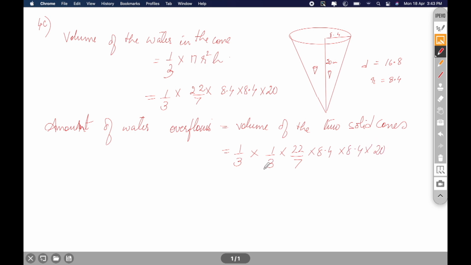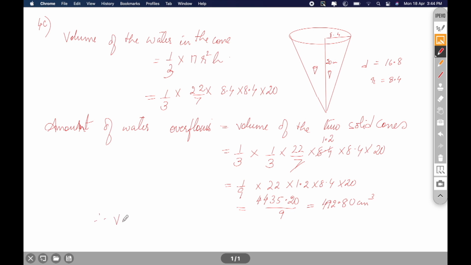So when we simplify, we have 1 by 9 into 22 into 1.2 into 8.4 into 20. If you multiply the numerator, it is 4435.20. So you have to multiply very carefully. This is time consuming, but you cannot avoid the multiplication. So this gives 492.80 centimeter cube as the total volume of the two cones.